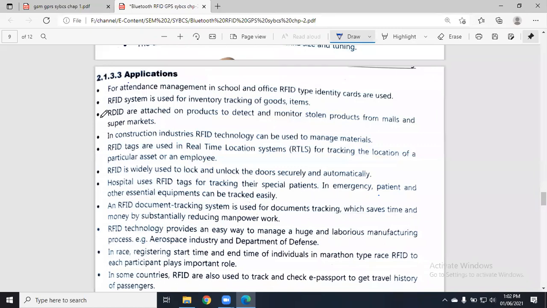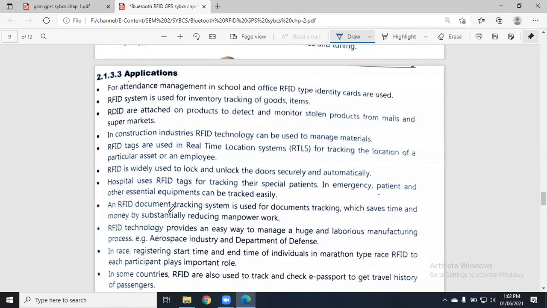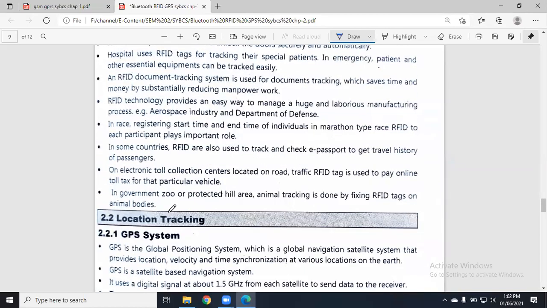An RFID document tracking system is used for document tracking, which saves time and money by substantially reducing manpower work. So with the help of RFID technology, you can track your documents as well. That can reduce the manpower. RFID technology provides an easy way to manage huge and laborious manufacturing processes, for example in aerospace industries and the Department of Defense. So here you can have a huge use of RFID technology.